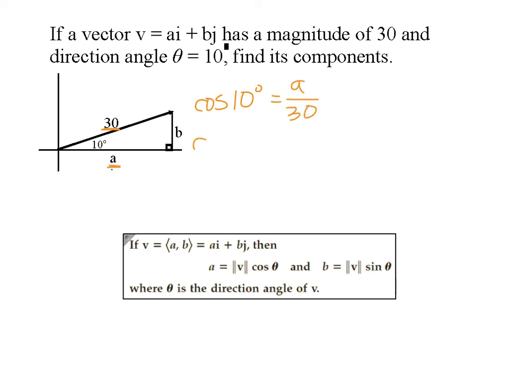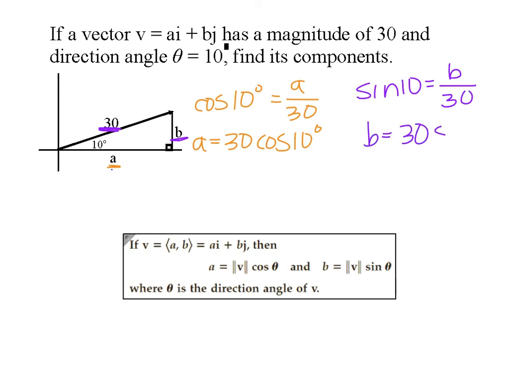To solve that, we would get a equals 30 times cosine of 10. To get component b, we would use opposite over hypotenuse, so we would use sine. Sine of 10 equals opposite b over hypotenuse 30, and then b equals 30 times sine of 10 degrees. You could simplify that into decimals, but what you're going to find is that we just leave that unsimplified, because 10 degrees isn't a nice angle measure on the unit circle that we know cosine and sine of easily.